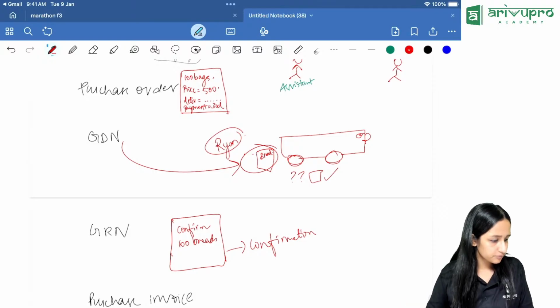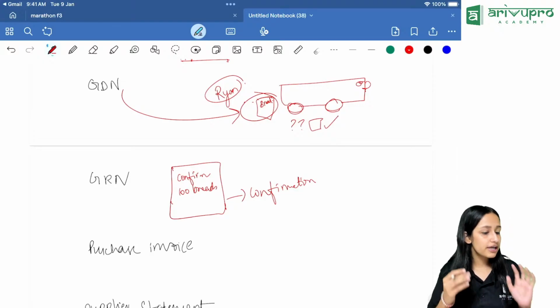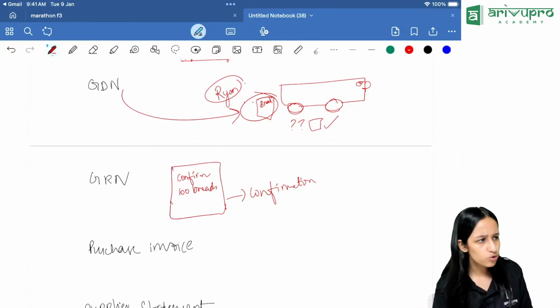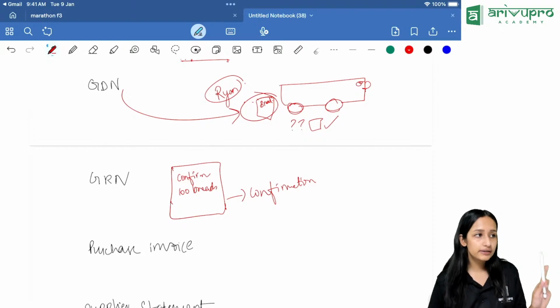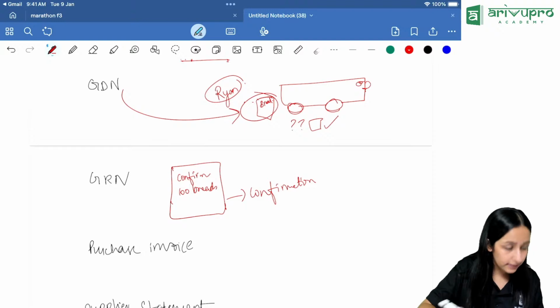Got it? Right. Next is the purchase invoice. What is a purchase invoice? Now Ryan's like, okay, fine, I like the goods. Okay, no problem. Then Reynolds will be like, oh, okay, so you like the goods, now you can make the payments, right? Not immediately. They told 30 days. So we need to give them 30 days, correct? Ryan also knows that. Reynolds also knows that.